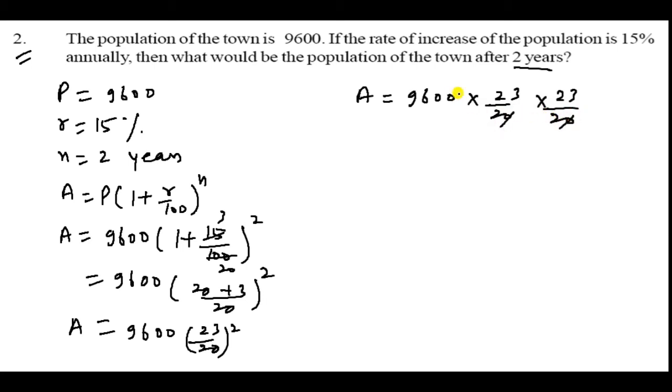So 9600, 5 1 ja, 5 3 ja, and 5 2 ja 10. So we get here, taking their LCM 20, so 20 plus 3 and whole power is 2. So it will be 9600 times 23 upon 20, and whole power is 2. So that will be the amount. So here, let us start doing the calculation.